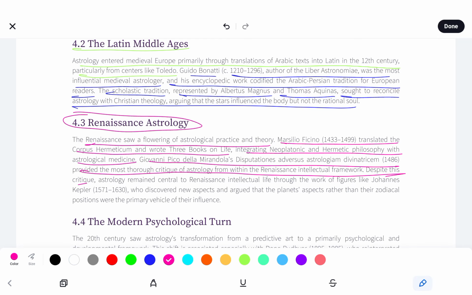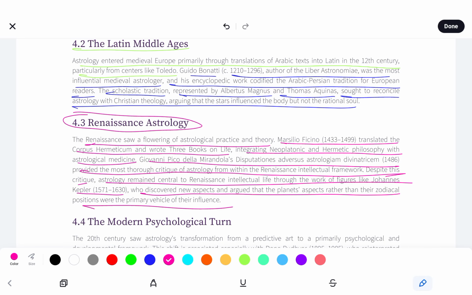Despite this critique, astrology remained central to Renaissance intellectual life through the work of figures like Johannes Kepler, who discovered new aspects and argued that the planets' aspects, rather than their zodiacal positions, were the primary vehicle of their influence.